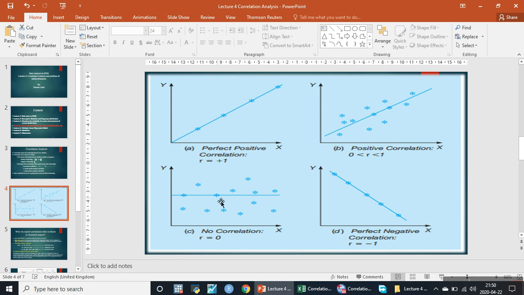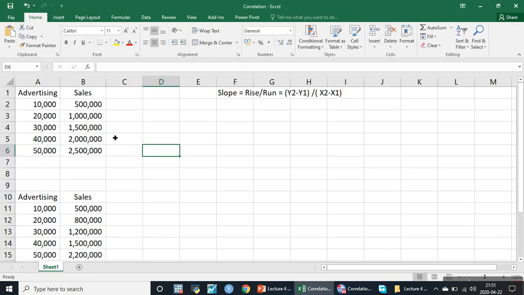So the relationship between variables can be no relationship, perfect positive relationship, perfect negative relationship, partial positive relationship, and partial negative relationship. We will explain all these examples through an Excel working. Suppose that there are two variables, one is advertising and one is sale. When a company increases its advertising, its sale also increases.